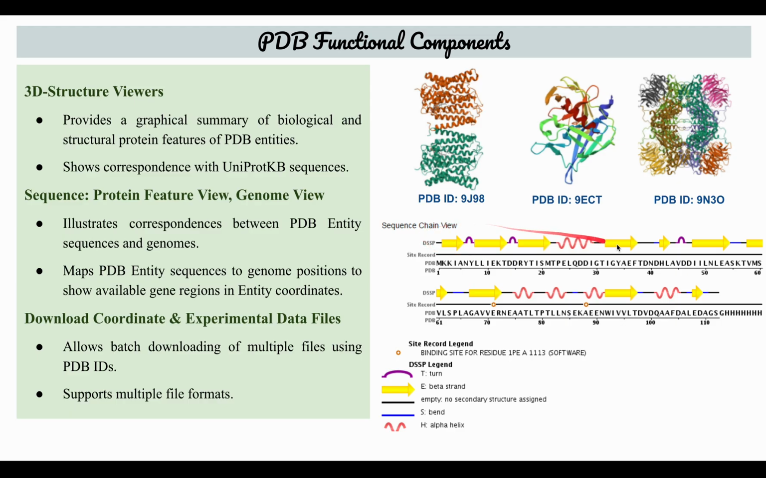So this is the sequence view, in which the sequence of the protein is given in the form of amino acids and it is broken into a secondary structure, DSSP. It tells you which amino acids are giving rise to which secondary structural feature, either a helix, a beta strand, or a turn, which is represented by this blue line. This is the legend which you can see. So this is known as the sequence view.